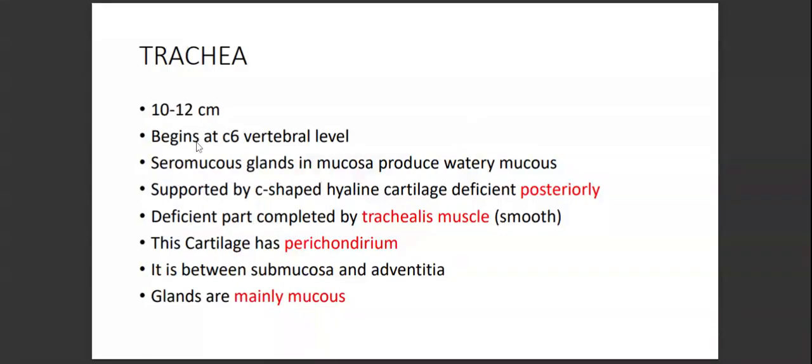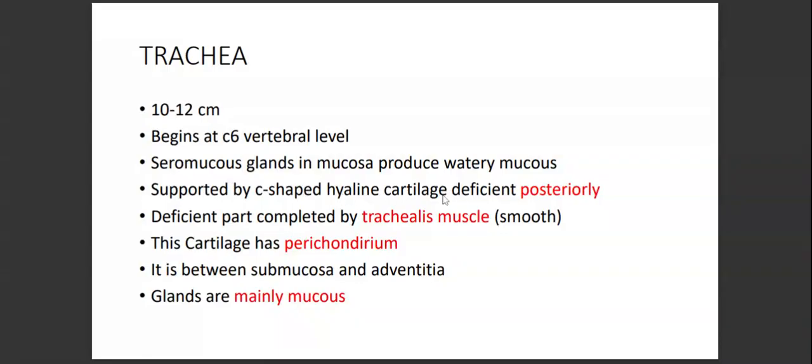So in terms of support, the trachea is supported by C-shaped hyaline cartilage. C-shaped hyaline cartilage. So pay attention to what type of cartilage. The type of cartilage here is hyaline cartilage. Then what shape is this hyaline cartilage? It is C-shaped. Okay, it is C-shaped.